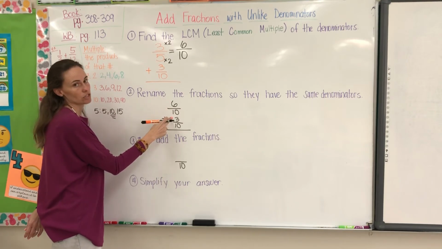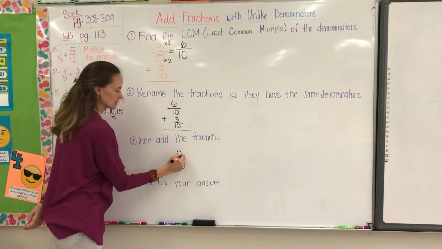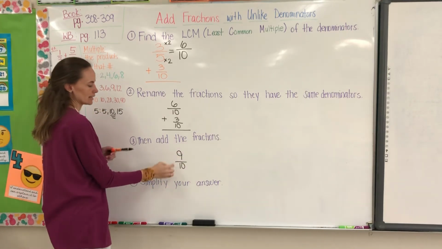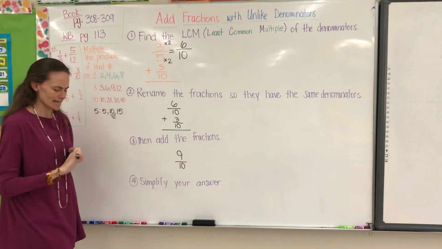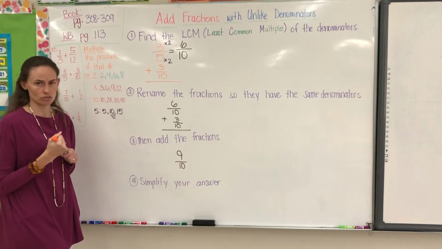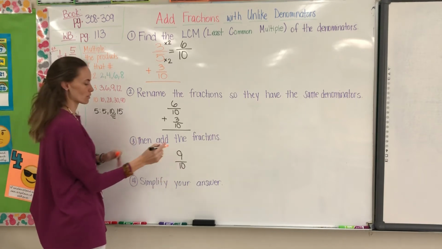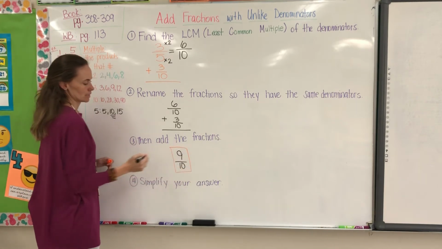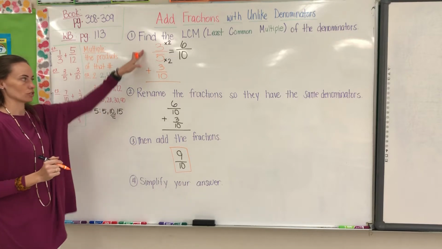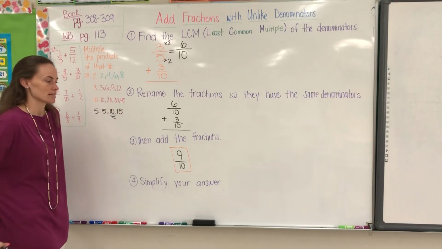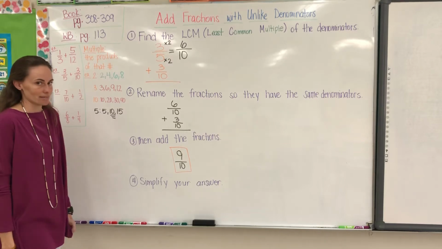6 plus 3 gives us 9, and our last step would be to simplify. 9 and 10. Do 9 and 10 have any common factors? No. So this answer is already in simplest form. 9/10 would be the answer to our problem. 3/5 plus 3/10 gives us 9/10.